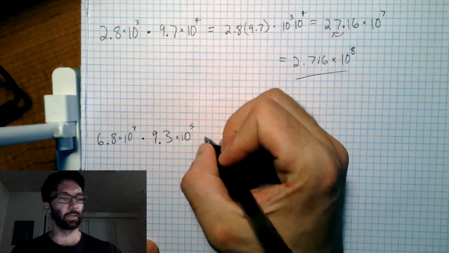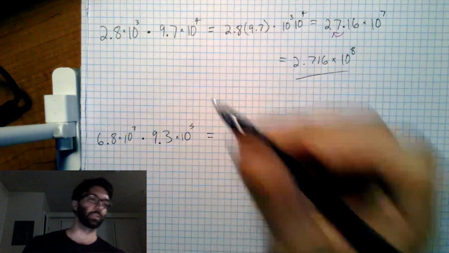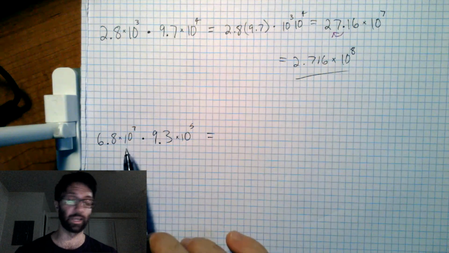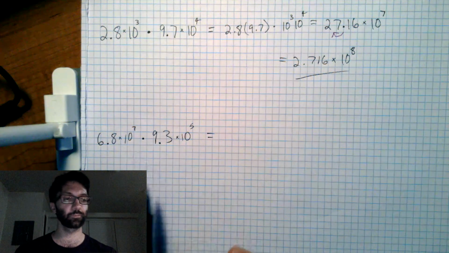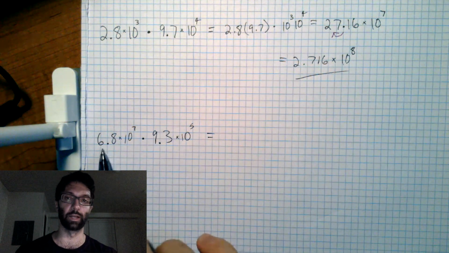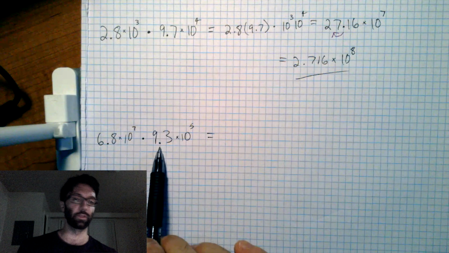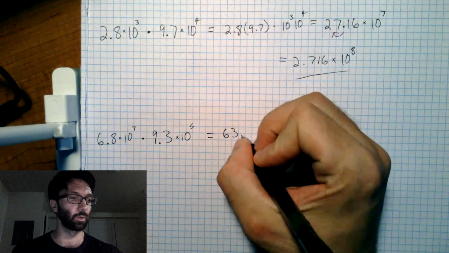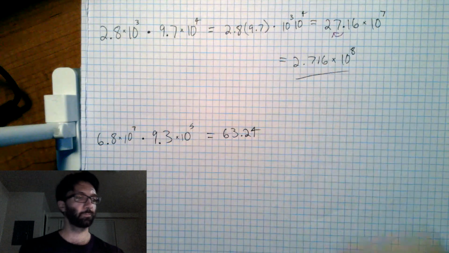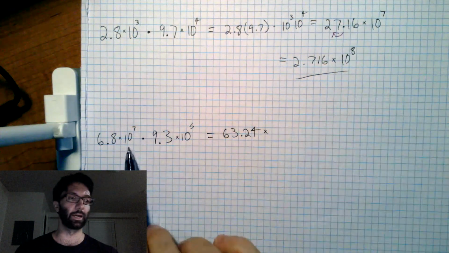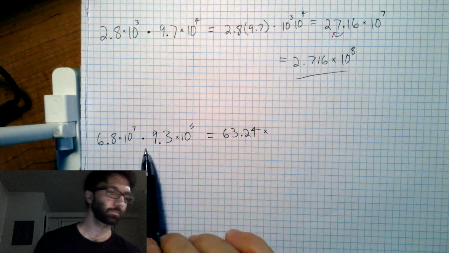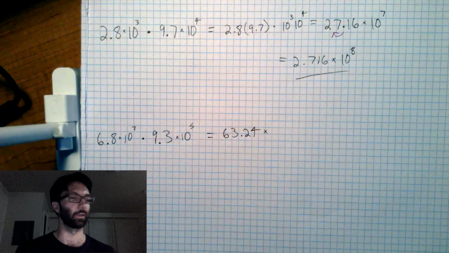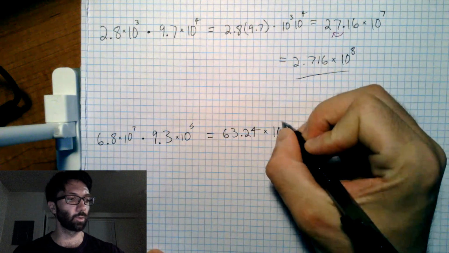Okay, so similarly in this example, again, since this is just one giant product, I can perform the multiplication in whatever order I want. And so I will start by multiplying the 6.8 times the 9.3, and that's going to give me 63.24. And now I can multiply my powers of 10, and since these are like bases, again, I can just add my exponents together, and so I get 10 to the 12th.